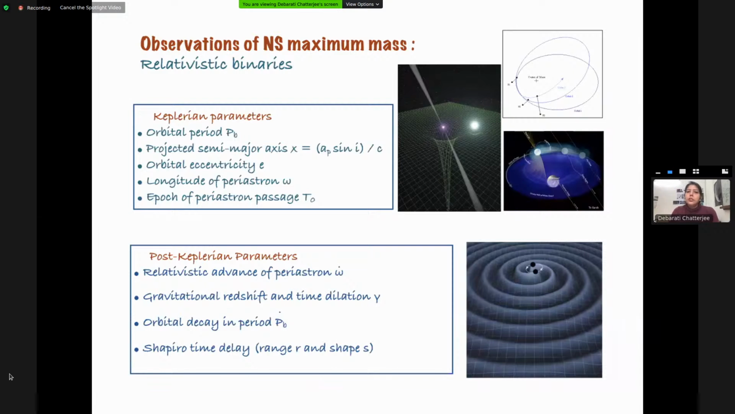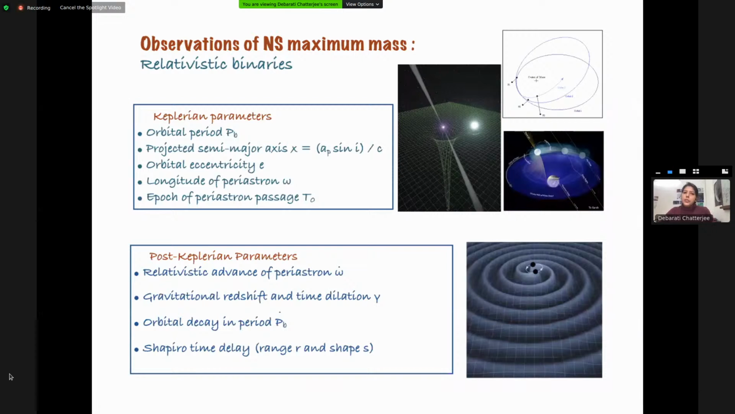Just to give you an example, neutron star observations can help us determine the structure of a neutron star, for example, the maximum mass. And why do we want to know the maximum mass? I will come to that.